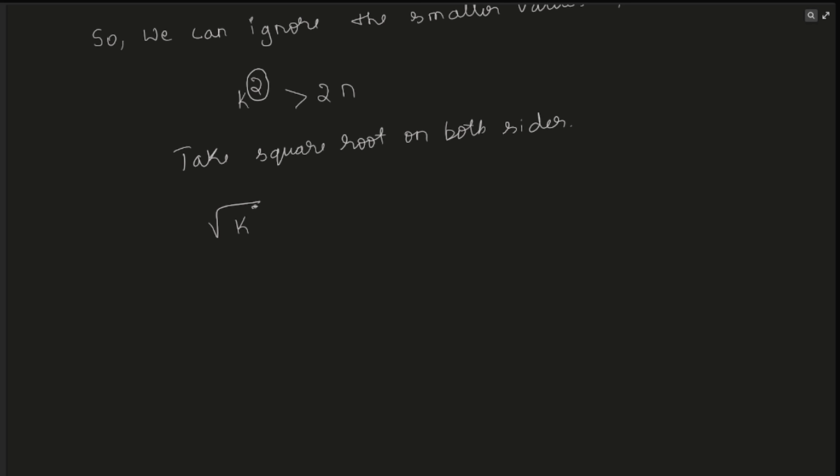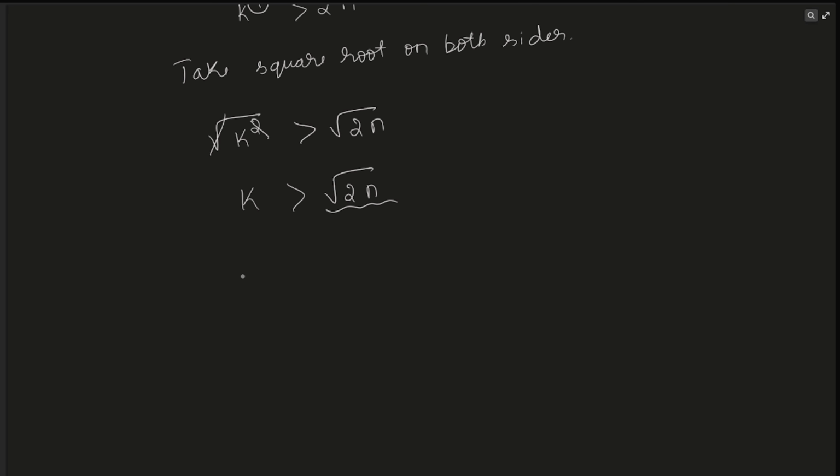Root of k square greater than root of 2n. And this gets cancelled. K is greater than root 2n. Can we split this? K is greater than root 2 into root n. In terms of time complexity, this is a constant, so we can ignore root 2. We'll end up with k is greater than root n.